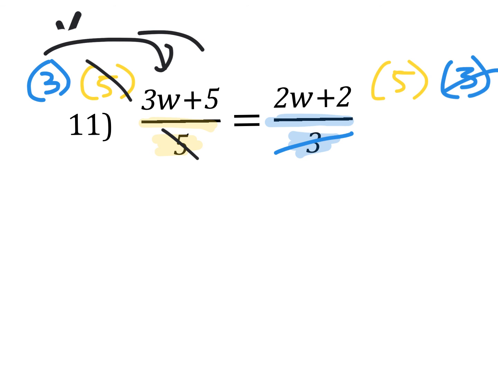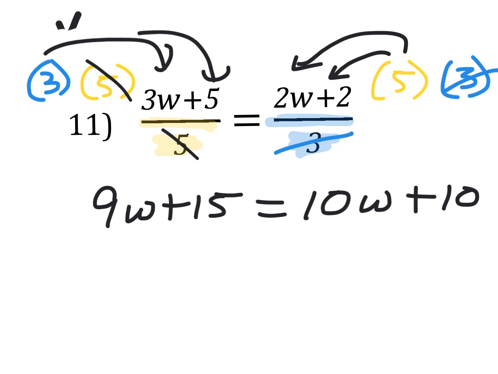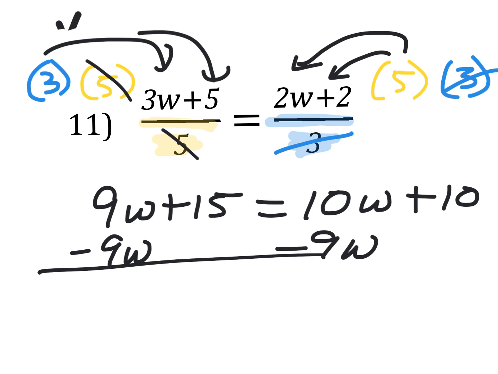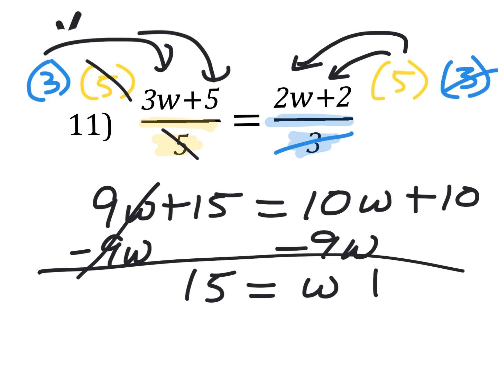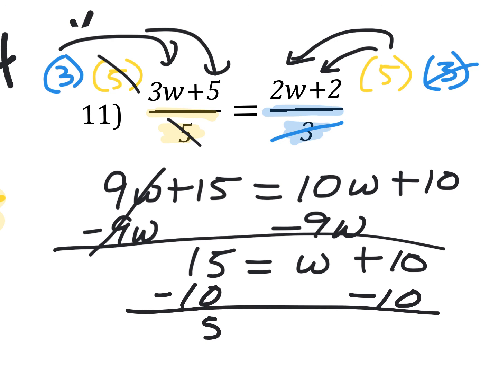So now let's see what I'm left with. I'm left with 3 that needs to be multiplied by that. So that'll be 9w plus 15. And then I've got this 5 that needs to be multiplied. So that was 10w plus 10. I'm going to subtract 9w from both sides, although it really doesn't matter which w I got rid of. 15 is equal to w plus 10. Subtract 10 from both sides. 5 is equal to w.